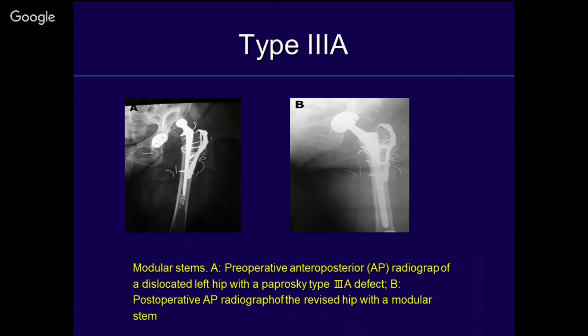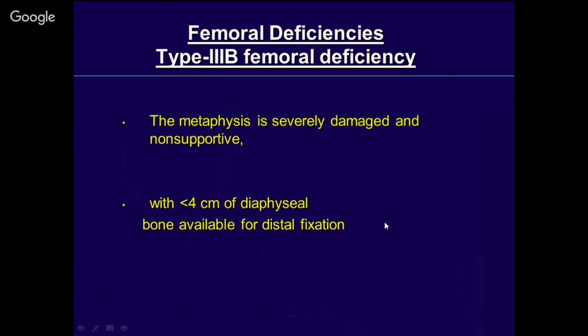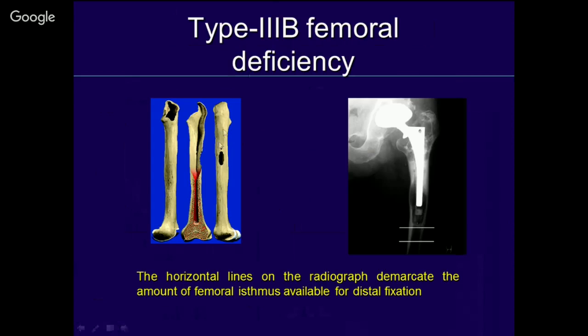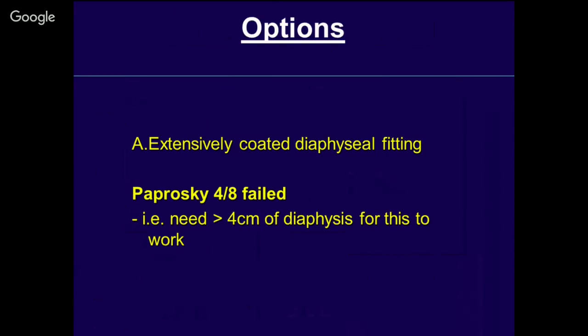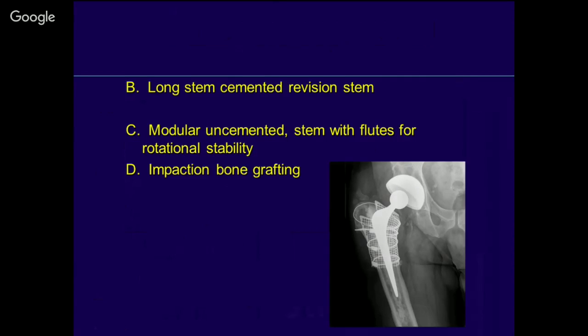Now type 3A modular stem: this is a case where we can do a modular long stem. Now femoral deficiency type 3B: the metaphysis is severely damaged and non-supportive, with less than 4 cm of bone available for distal fixation. So what are the options? The option is an extensively coated diaphyseal fitting stem. Paprosky did 8 cases, and 4 failed; you need more than 4 cm for this to work. Or we can do a long stem cemented revision stem, a modular uncemented stem with flutes and rotational stability, or impaction bone grafting.